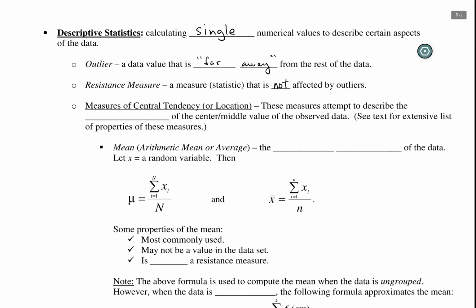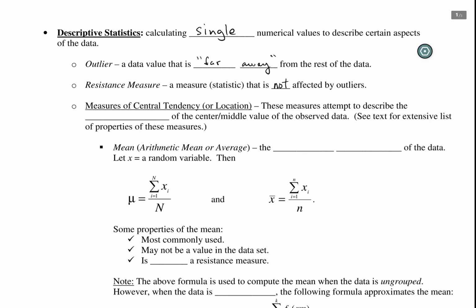Hello there. We're going to look at this idea of descriptive statistics. We're moving from graphs that tell us something about a data set to single numerical values that tell us something about a data set. That's what a descriptive statistic is. A couple of important things for us here are, one, an outlier and resistance measure.